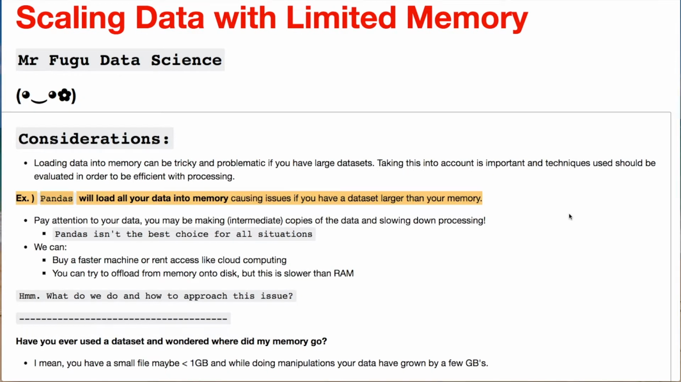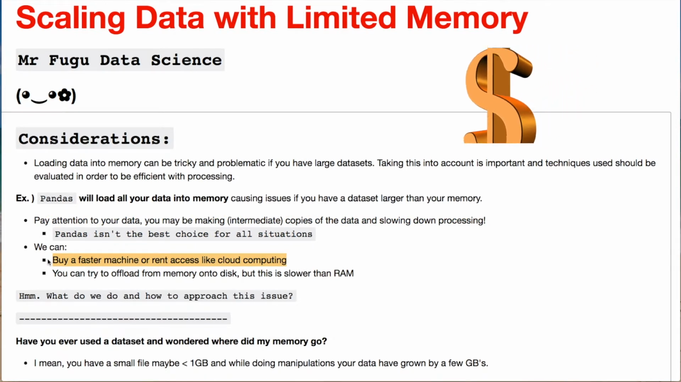Pandas will load your data into memory, which could cause you a lot of issues later on, especially when you use some of the operations which can drastically explode the amount of memory usage you have. You should pay attention to your data when making intermediate copies, which will ultimately slow you down in processing. We can do a few things. If you have a budget and don't care, you can buy a faster machine or rent access from cloud computing, or you could just throw a bunch of memory at your machine if it allows you, because of course running something in memory is a lot better than throwing it onto disk.